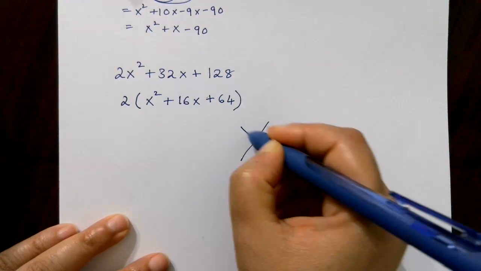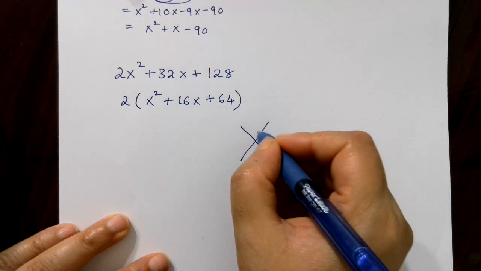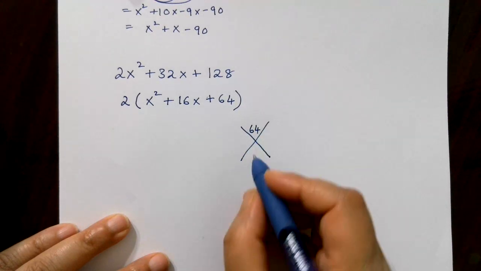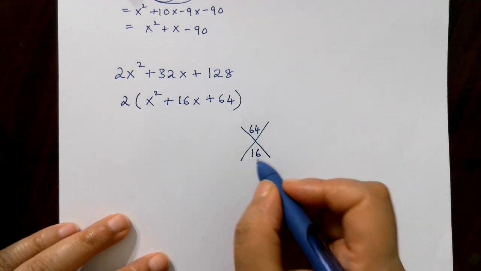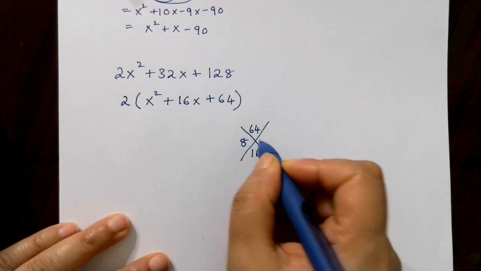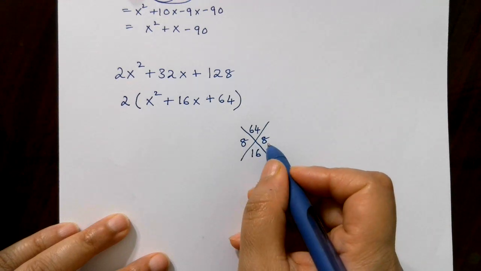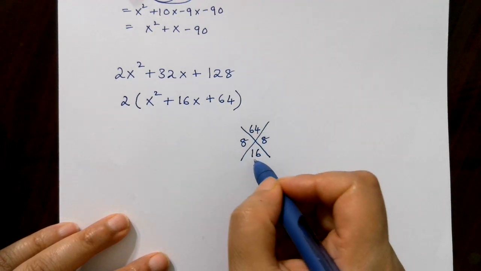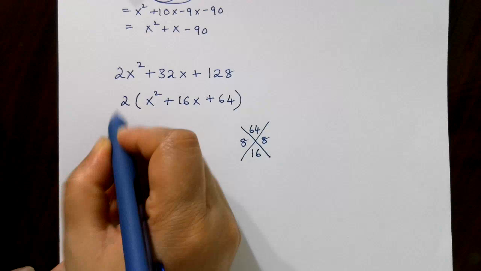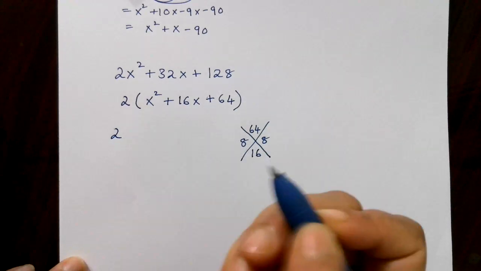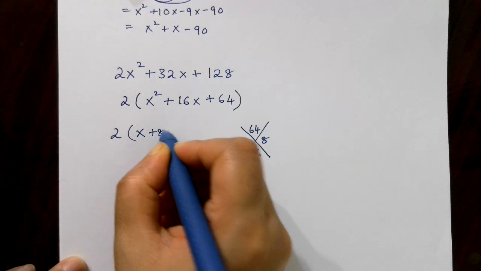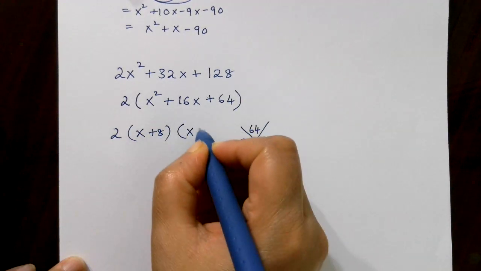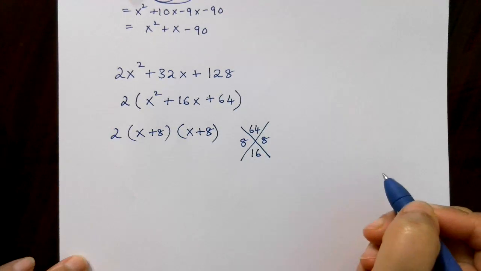Now let's draw our x. We need factors of 64 that add to give you 16. Okay, 16. We can use 8 and 8. 8 times 8 is 64. 8 plus 8 is 16. So now the factors of this trinomial are, you bring down the 2, and we have x plus 8 and x plus 8.